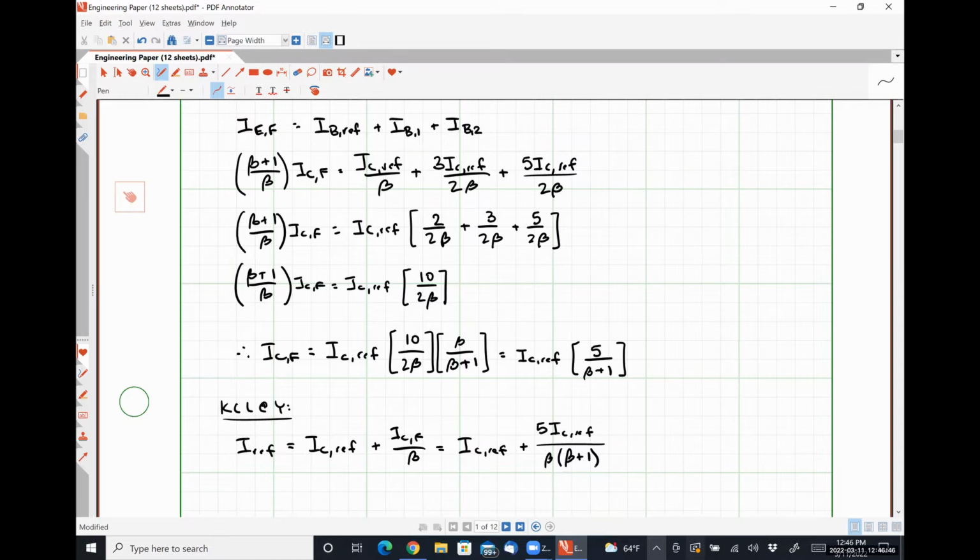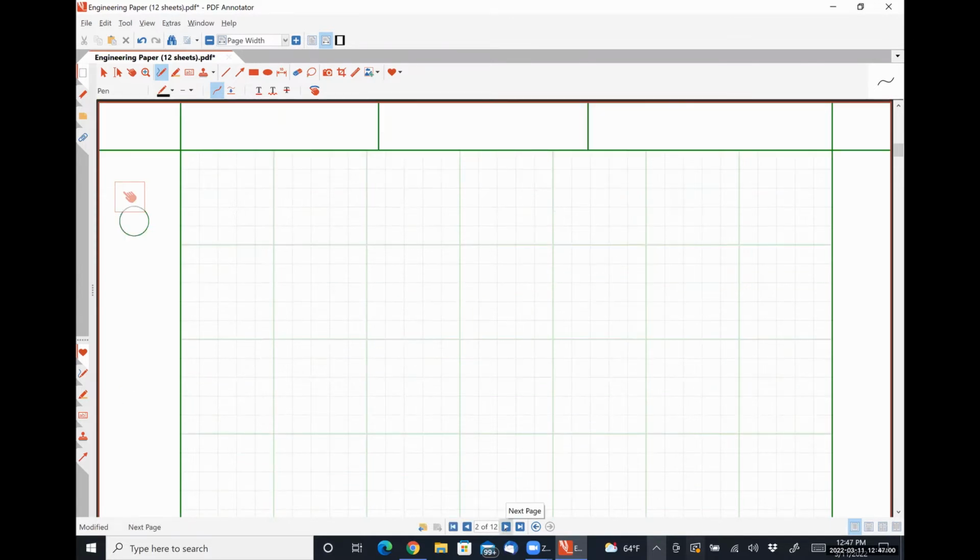All right. Now we'll factor things out and all that kind of stuff. I'm going to use that beta times beta plus 1 to get me a common factor in my denominator, which I'm going to need to do on the next page. So to recap, we're going to have I ref is equal to IC ref times beta times beta plus 1 plus 5 over beta times beta plus 1.